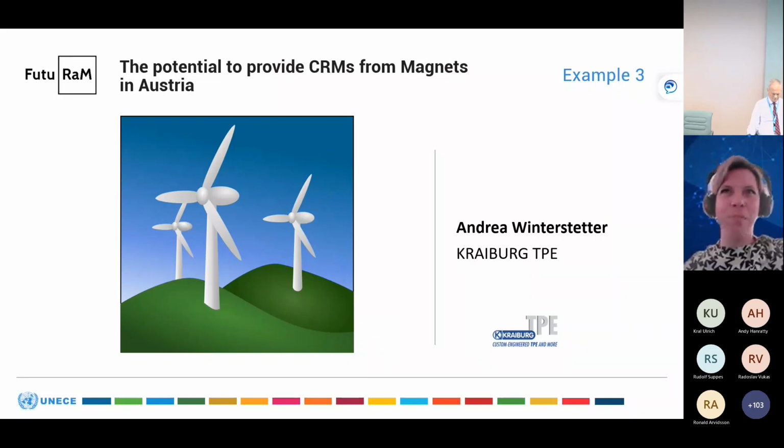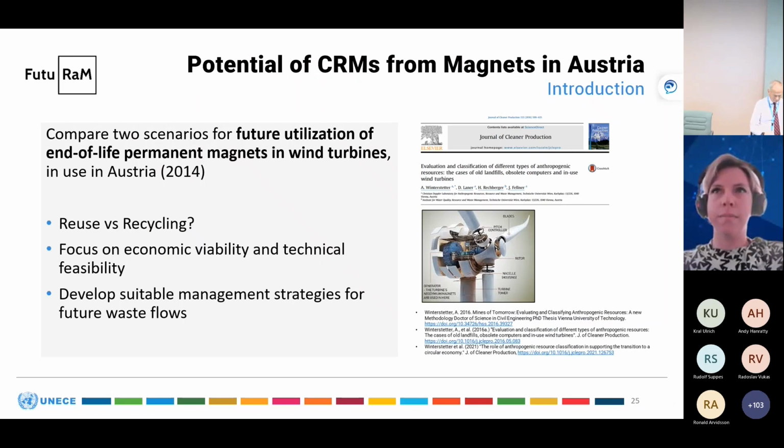Thank you. Yeah, I would like to present a case study about the potential to provide critical raw materials from magnets in Austria. Next slide, please. So this is part of a scientific paper that was published within my doctoral thesis already a couple of years ago, back in 2015-16. In this paper, we compared 2 scenarios for the future utilization of end-of-life permanent magnets in wind turbines, currently in use in Austria, as I said back then.